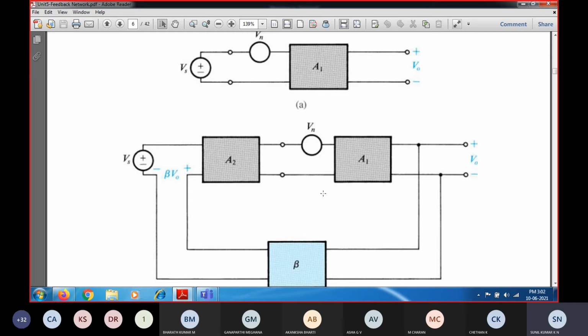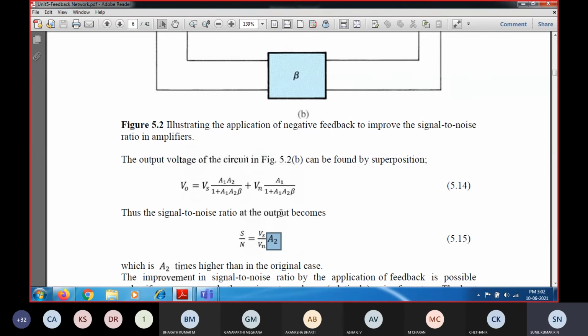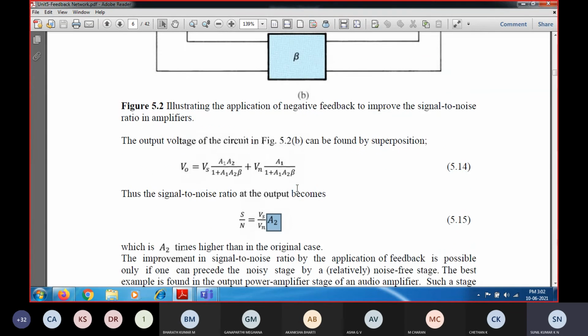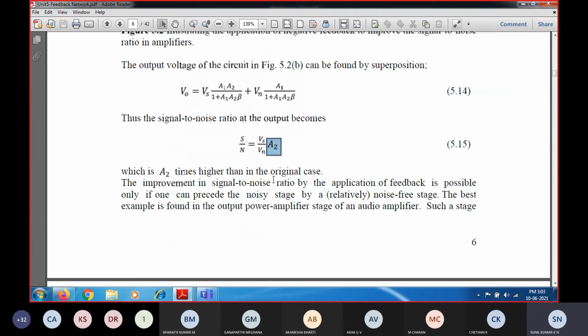So this indicates what? On employing negative feedback, you are going to minimize the noise at the output. That is how you are going to illustrate it over here. So the signal to noise ratio is A2 times higher than that of the original case, Vs by Vn.